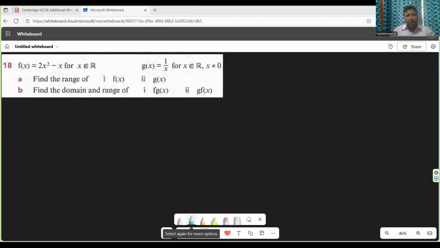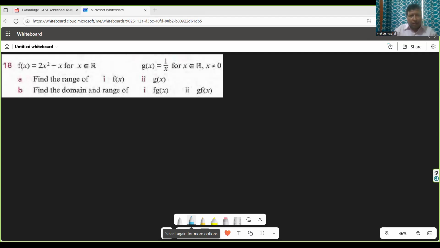Question number 18. f(x) = 2x² − x for x belongs to real number. g(x) = 1/x for x belongs to real number, x is not equal to 0. Part (a): find the range of (i) f(x), (ii) g(x). Part (b): find the domain and range of (i) fg(x), (ii) gf(x).